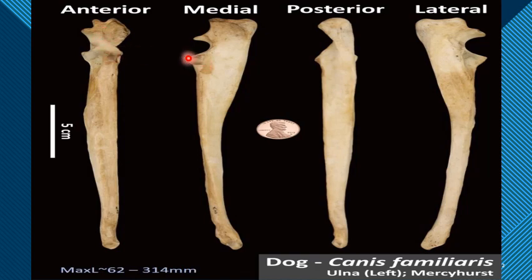This is the trochlear notch, just distal to the anconeal process. As its name indicates, it articulates with the trochlea of the humerus. Therefore it is known as the trochlear notch. Then just distal to this trochlear notch, there is a process which is known as the coronoid process, consisting of two parts. One is the medial coronoid process and the other is the lateral coronoid process.